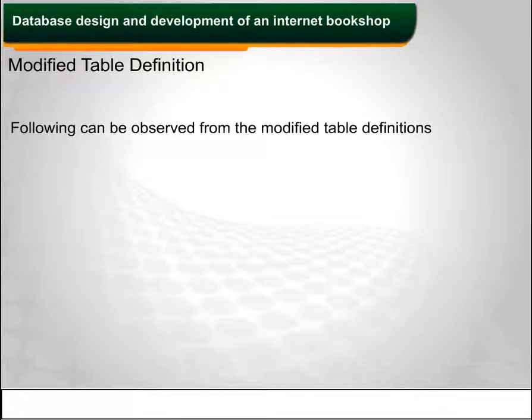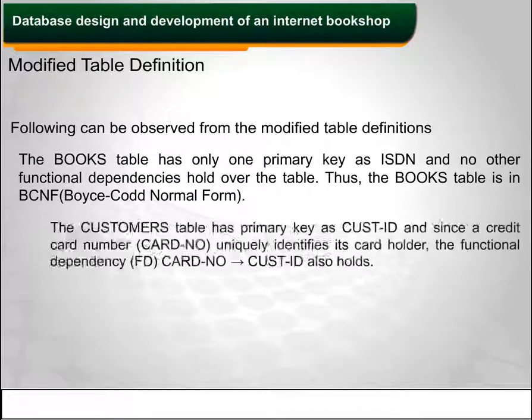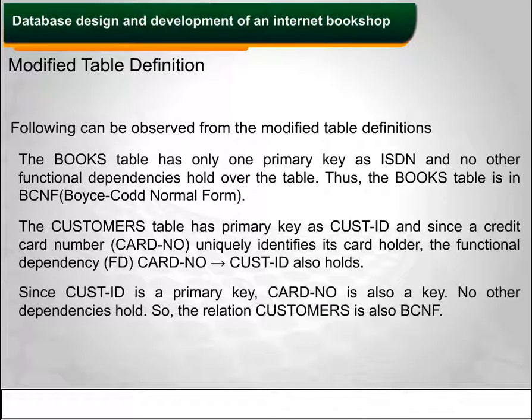The following can be observed from the modified table definitions. The books table has only one primary key, ISBN, and no other functional dependencies hold over the table. Thus, the books table is in BCNF, Boyce-Codd normal form. The customers table has primary key cust ID, and since a credit card number uniquely identifies its cardholder, the functional dependency FD card number to cust ID also holds. Since cust ID is a primary key, card number is also a key. No other dependencies hold, so the relation customers is also in BCNF.